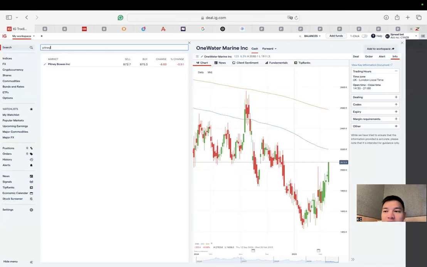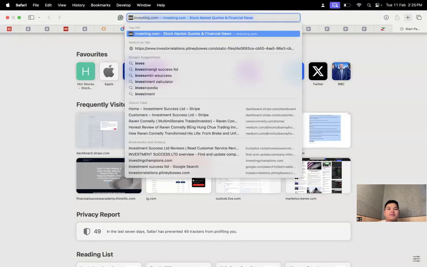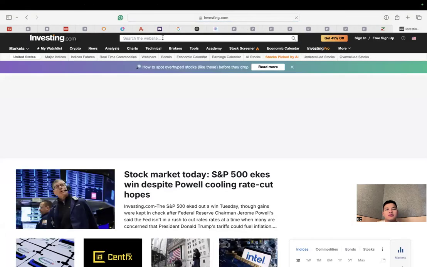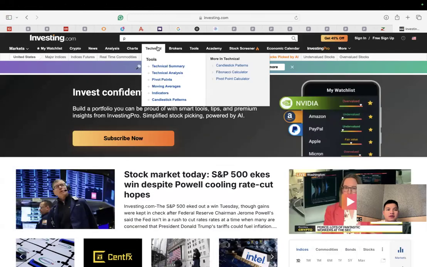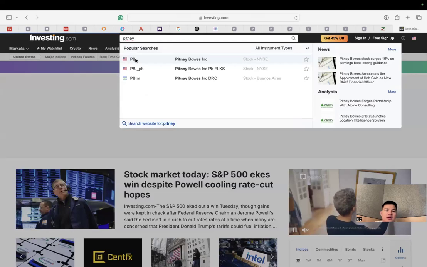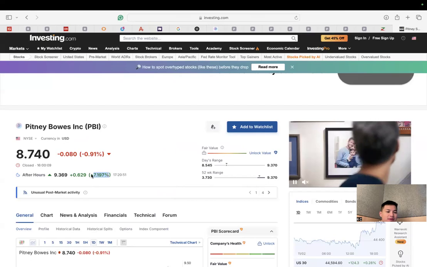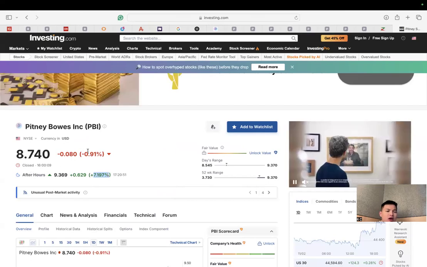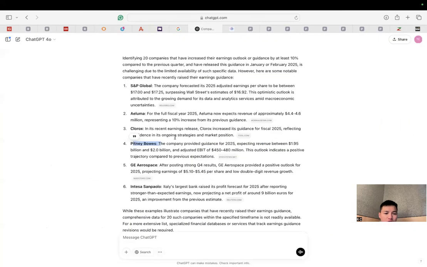Pitney. The stock kind of closed already, but you should see. Let's go to investing.com. Where are we? Pitney. Yeah, you will see the stock went up around 7.7% after hours. This is when it closed. Okay, it closed up 7.7. Okay, that's how you do it. This is a bit too quick.